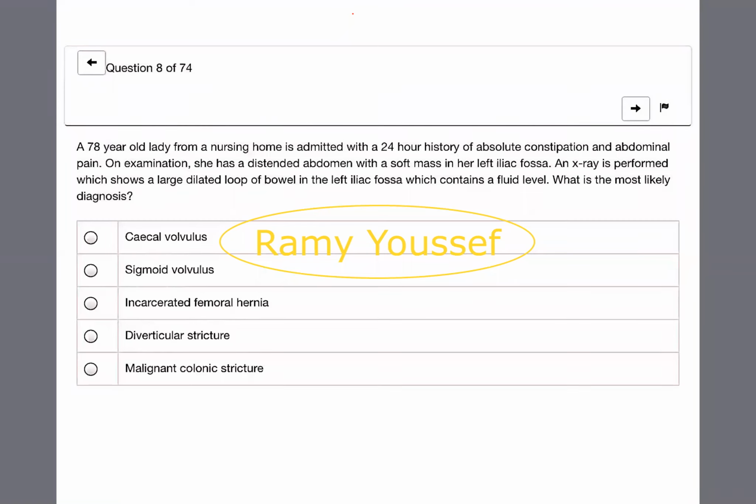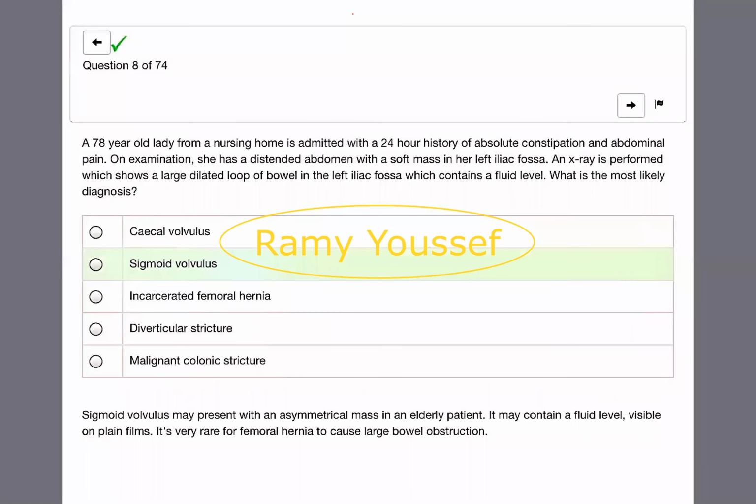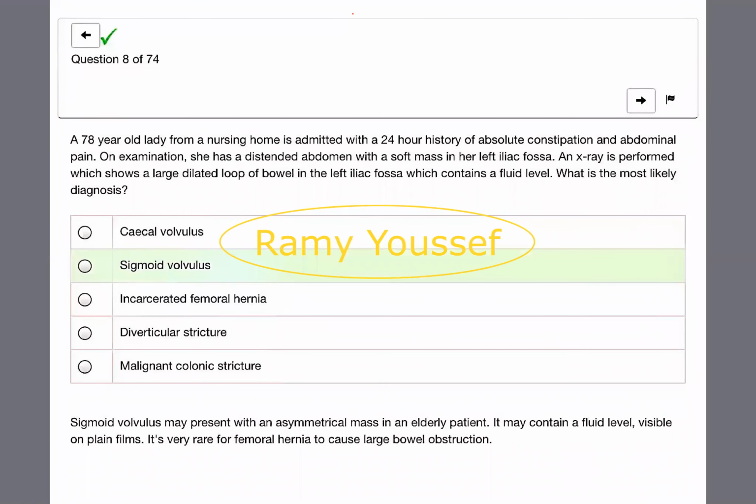Diverticular stricture, no, it will not give a mass. Even the femoral hernia will not give us a mass, and there will be groin pain and maybe a mass in the groin. A malignant chronic stricture will not give a very big mass like this. So the most common in a very old patient is sigmoid volvulus, and there is no history of any malignancy here, loss of weight or something like this.